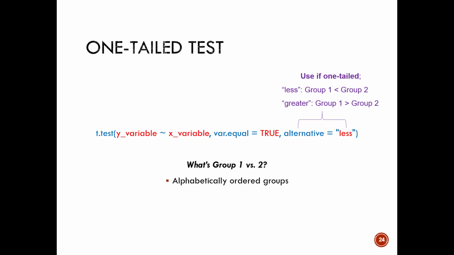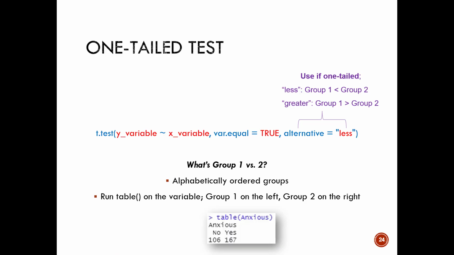And then yes becomes group 2 in terms of the categories, because no comes before yes alphabetically, right? And so that's one way to figure out which one is group 1 versus 2, alphabetically ordered groups. Alternatively, you can just run the table function on your categorical independent variable, and you will see group 1 on the left and group 2 on the right because things are ordered alphabetically. So here's an example, a no-yes variable. Group 1 is going to be on the left, group 2 on the right.